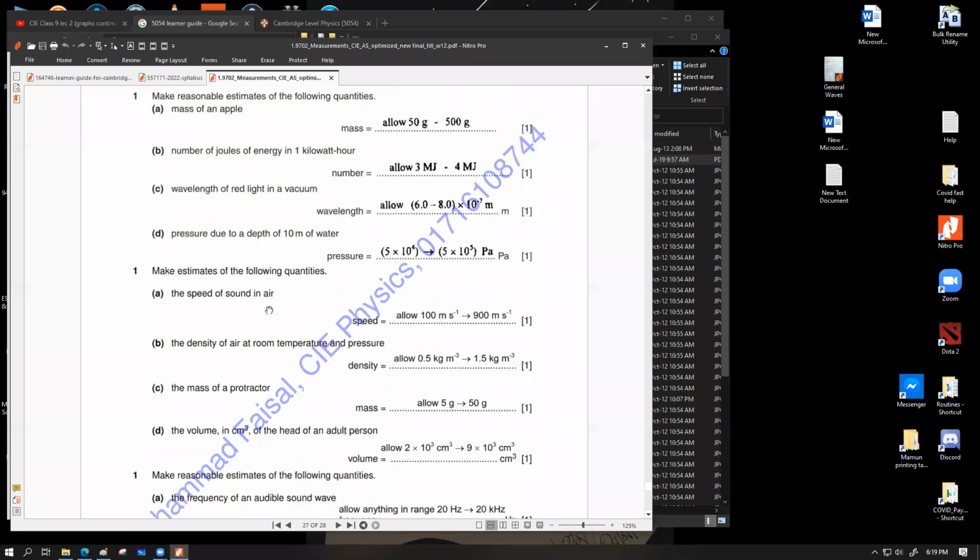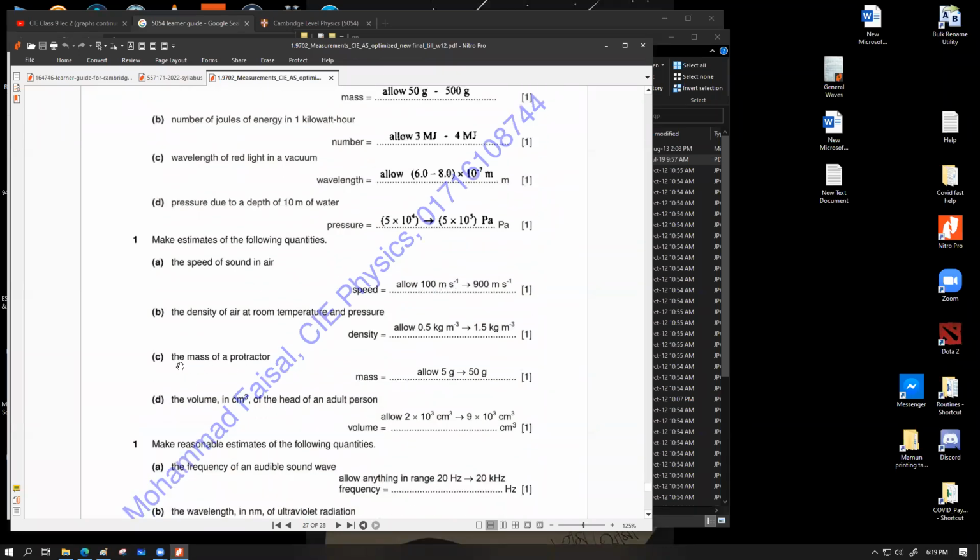Okay, let's come over here. Sir, the mass of a protractor is impossible. Are you supposed to know the mass of a protractor? Have you ever bought 1 kg worth of protractors? I don't think we should start discovering masses and volumes of random objects from now on.